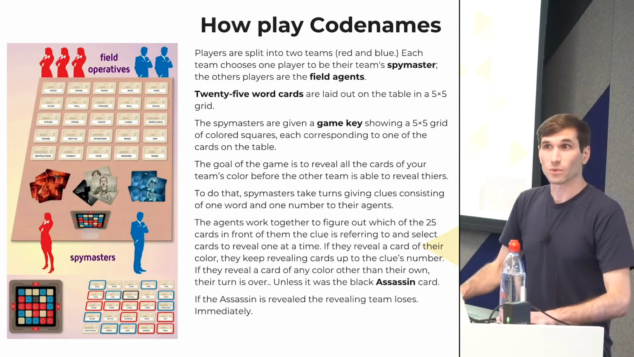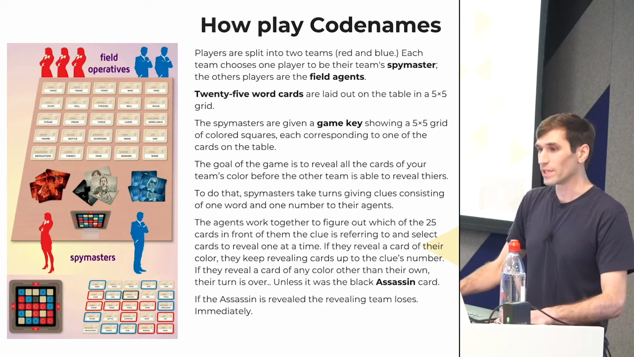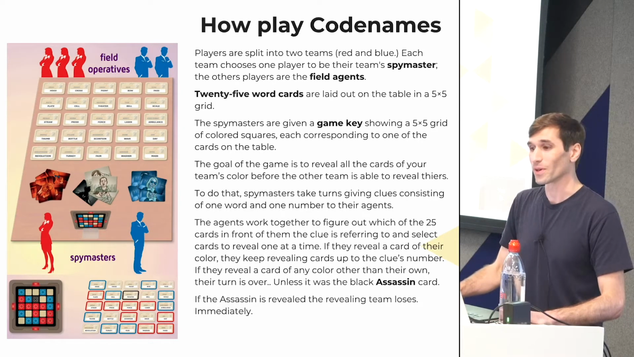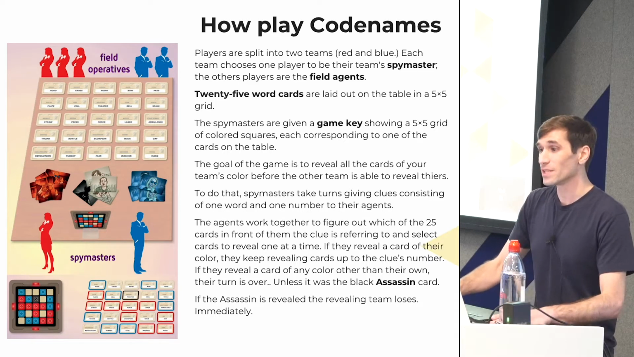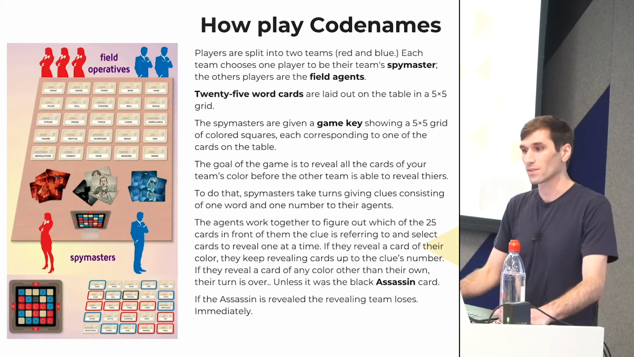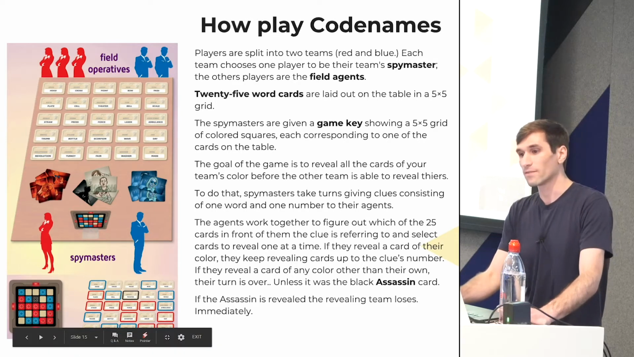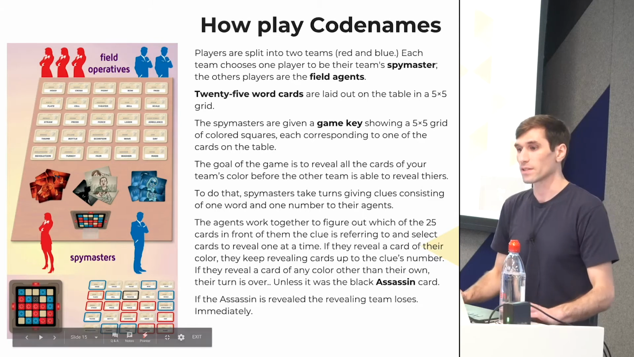Okay, now it's time to consult the rulebook. So for people who don't know how to play Codenames, I'm going to read an adaptation of the rulebook really quickly. Players are split into 2 teams, red and blue. Each team chooses one player to be their team's spymaster. The other players are field agents. 25 word cards are laid out on the table on a 5x5 grid. Spymasters are given a game key, showing a 5x5 grid of colored squares, each one corresponding to the cards on the table.